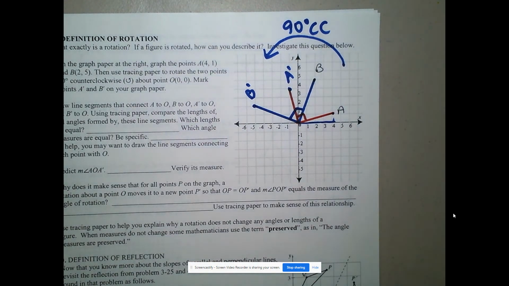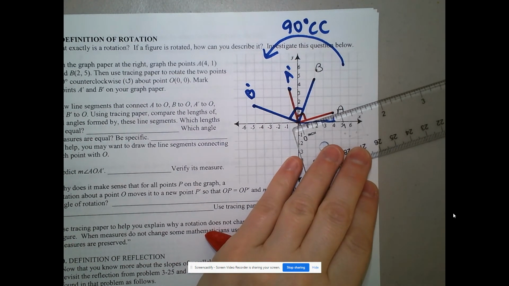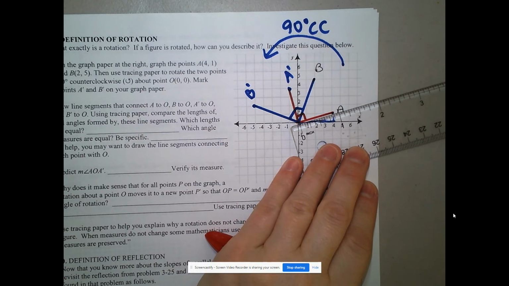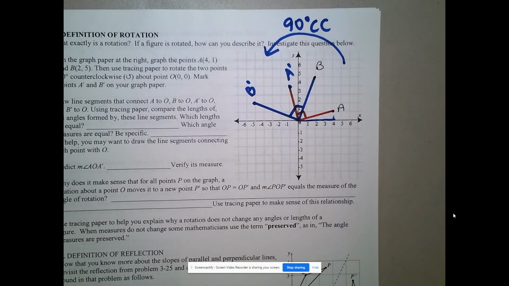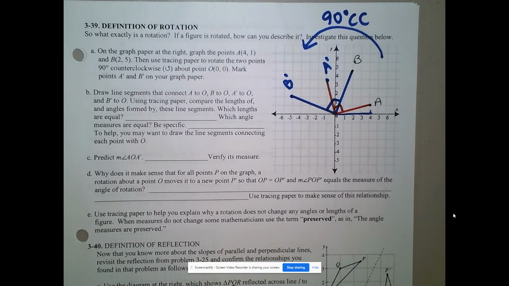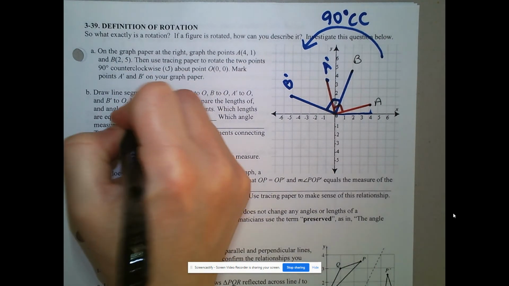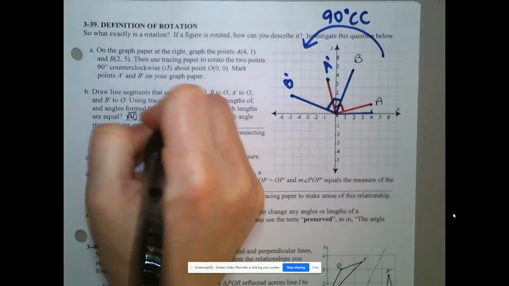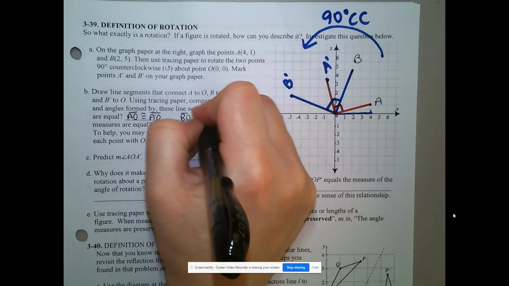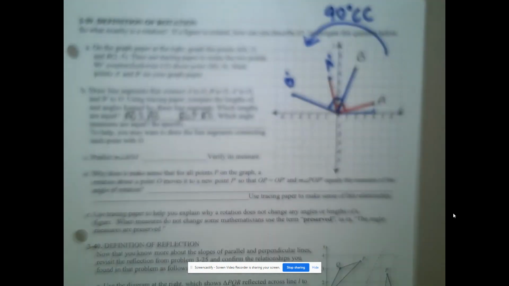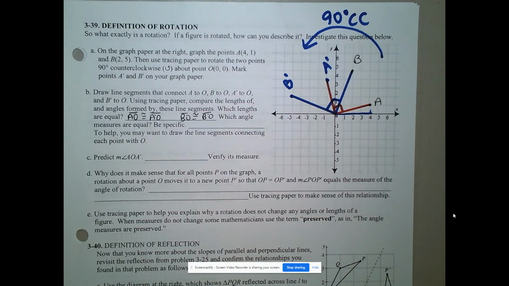Compare the lengths. So if we wanted to measure how long the red segment was, the red segment here, about 7/8 of an inch. And I would say the same on the A prime O, also about 7/8 of an inch. We said rotation was a rigid transformation. It shouldn't get longer or shorter. Which lengths are equal? So we would say that length AO is congruent to A prime O. And we would also say that BO is congruent to B prime O, that the red lengths are the same as each other and the blue lengths are the same as each other.